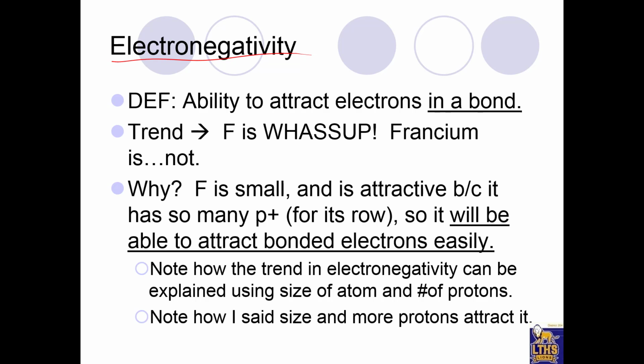So let's talk about why fluorine has the highest electronegativity of all elements. It's a small atom. It has a strong nucleus in its period because it has so many protons for its row. So it'll be easily able to attract bonded electrons. Okay. So the trend in electronegativity can be explained using the size of atoms and the number of protons. Small size and more protons attract the outer electrons and another atom's outer electrons.